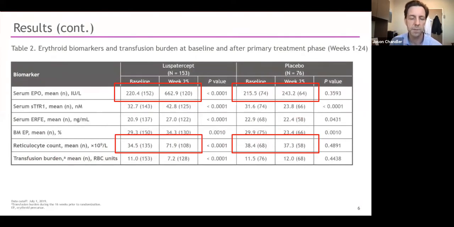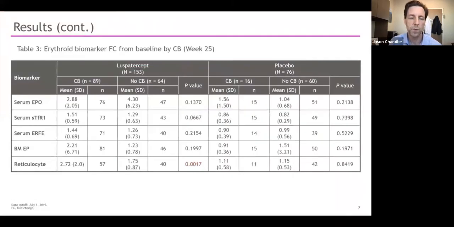and allows them to mobilize the iron and actually make blood. So this is looking at it in a little different way. It says the CB and the no CB. So CB is clinical benefit and no CB is no clinical benefit. So of those treated with Luspatercept who responded, those are the ones whose EPO level went up. And when it didn't go up, that's the reason they didn't respond.